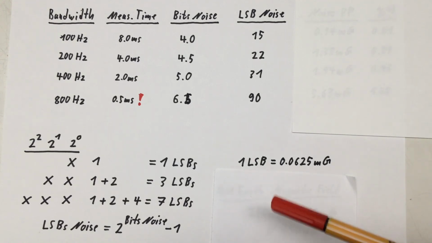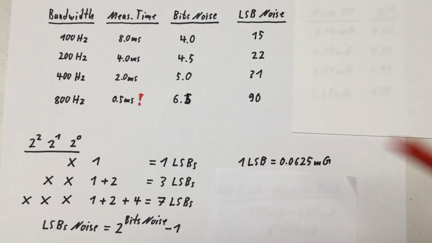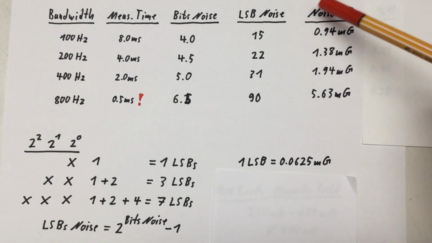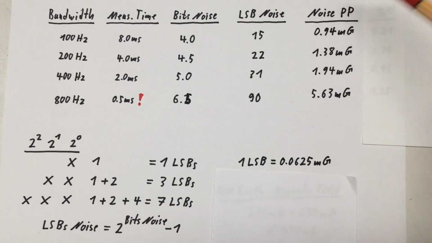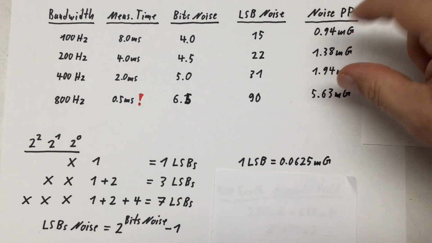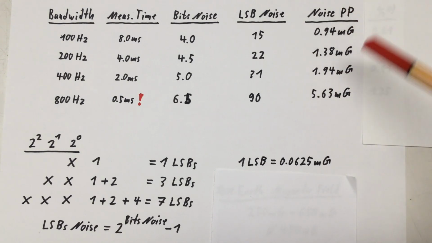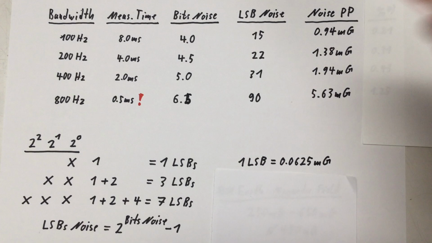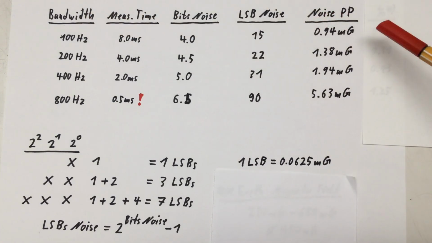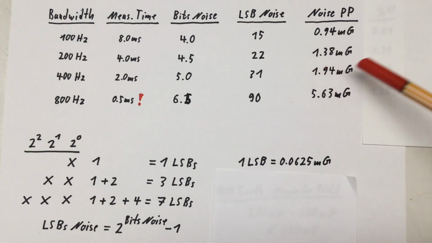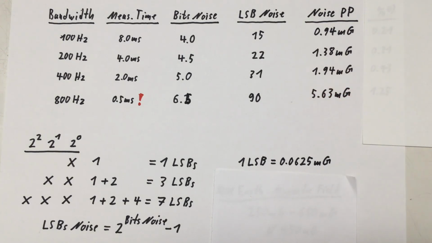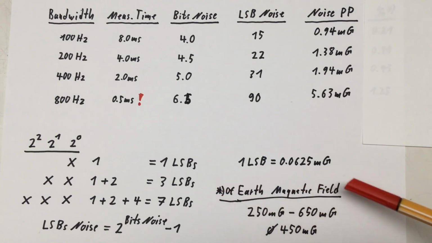Now we know that 1 LSB in our 18-bit number is equivalent to 0.0625 milligauss. And that gives us the noise peak to peak, not RMS. That's the maximum variation, peak to peak, noise in milligauss, if we just multiply that with our LSB noise. So here 100 Hertz, a little less than 1 milligauss noise, then 1.38 milligauss, 1.94 milligauss, and then the big jump here, 5.63 milligauss.